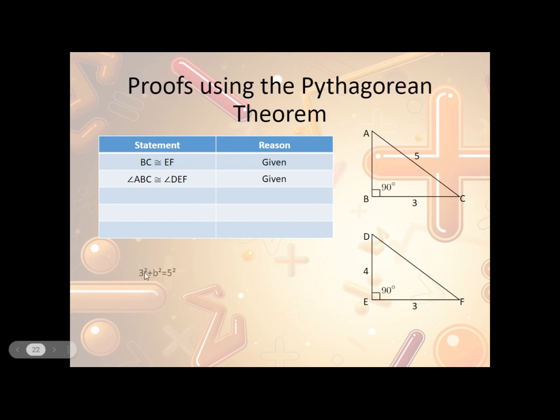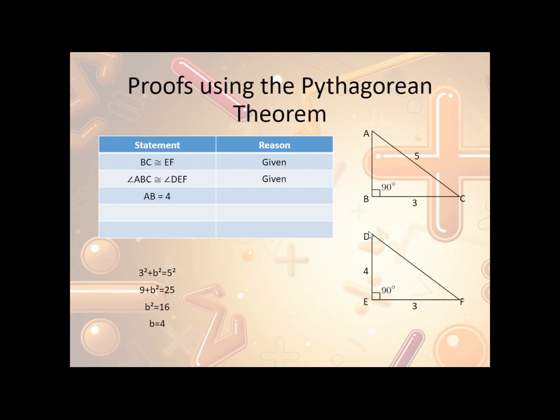So now we take this, and we have 3 squared plus b squared is equal to 5 squared. Well, 3 squared is 9, and 5 squared is 25. Then we subtract 9 from both sides to get b squared by itself. And we get 25 minus 9 is 16. Take the square root of that, and we get b is equal to 4. So we're going to say that AB is equal to 4.